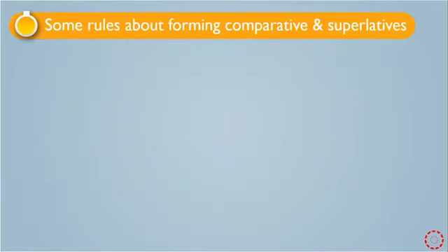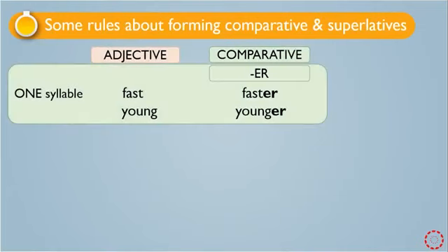Here we have some rules about forming comparative and superlative. We start from the one-syllable adjectives, or we can say the short adjectives. For the comparative, we just add er to the adjective. Look at these two adjectives, fast and young. They are one-syllable adjectives, or we can say they are short. When we make the comparative form of these adjectives, we just add er. We say faster and younger.